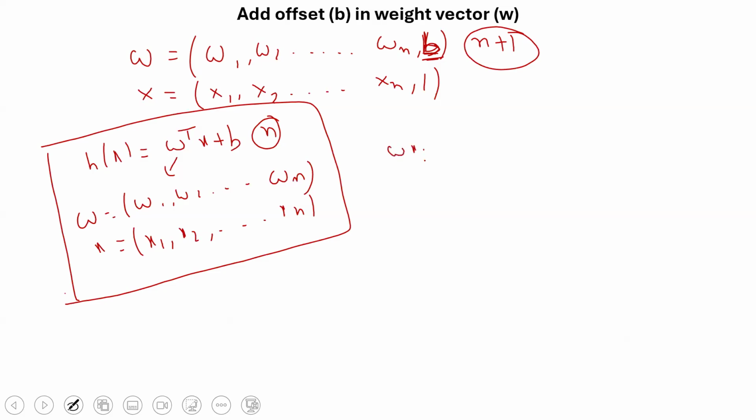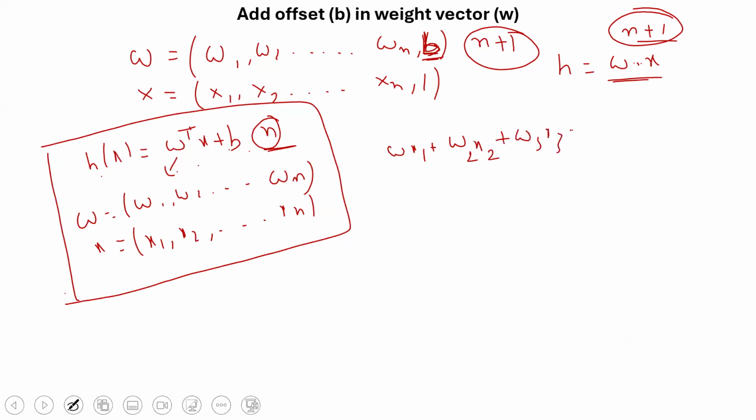If I take the dot product of w and x in n plus 1 dimensions, right? In n dimensions, h of x is equal to w transpose x plus b. In n plus 1 dimensions, it is just the dot product of w and x. So if you take the dot product of these two things, it becomes w1x1 plus w2x2 plus w3x3 plus so on plus wnxn plus b, right?